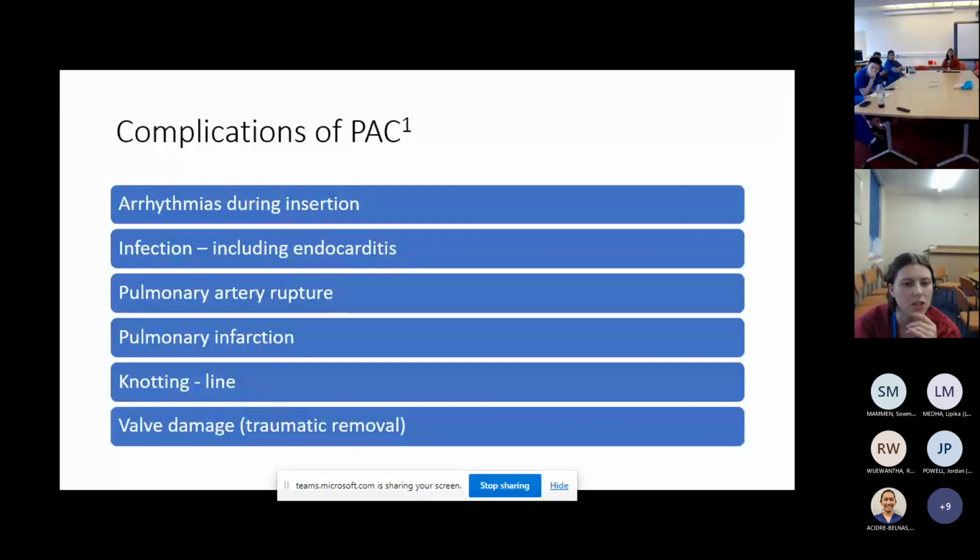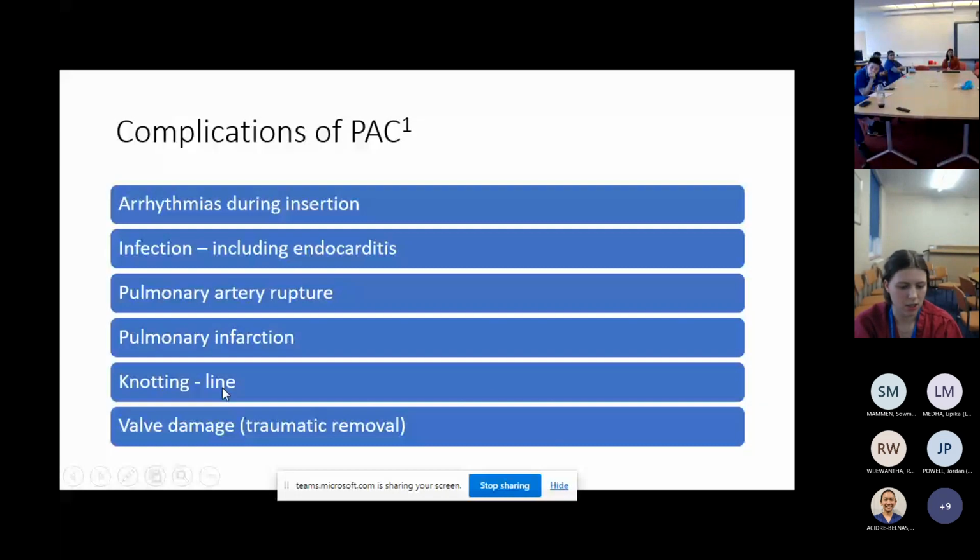So in terms of complications, you can cause arrhythmias during insertion. You can, as with all lines, introduce infection. But obviously, if it's going through the right side of the heart, then this could mean you cause an endocarditis. It can cause a pulmonary artery rupture or an infarction, and also this thing called knotting can happen.